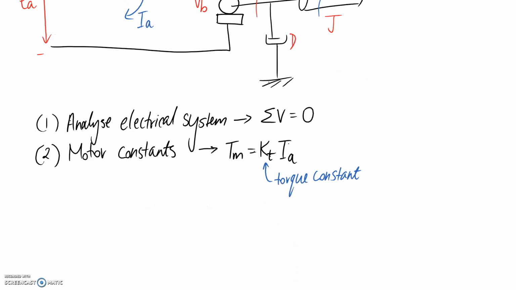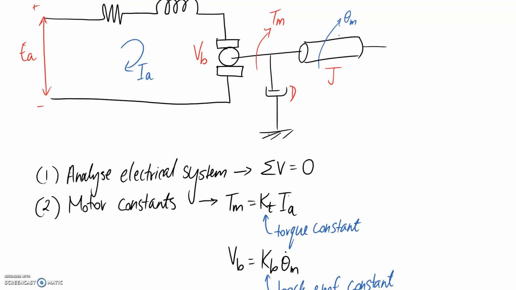The second motor constant equation we have is Vb, our back EMF, is equal to Kb. This is known as the back EMF constant. And theta dot m. So that's going to be the speed that this shaft is rotating at. The dot means it's the derivative with respect to time.